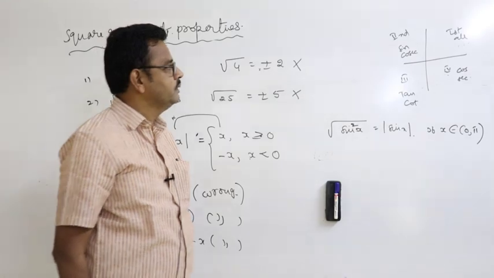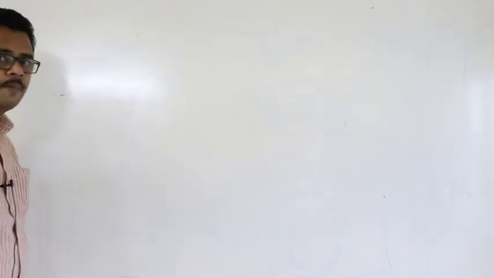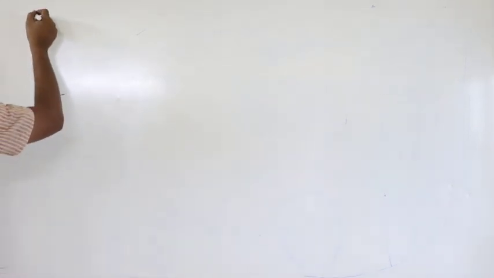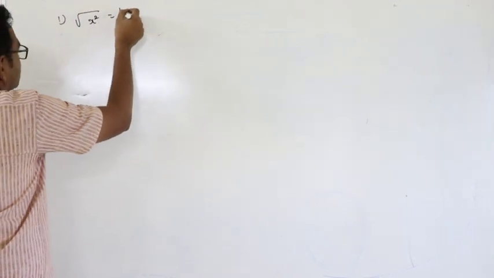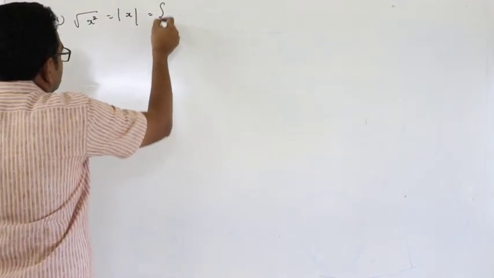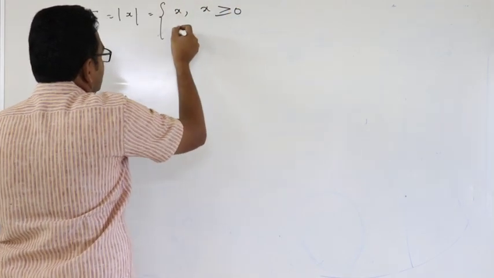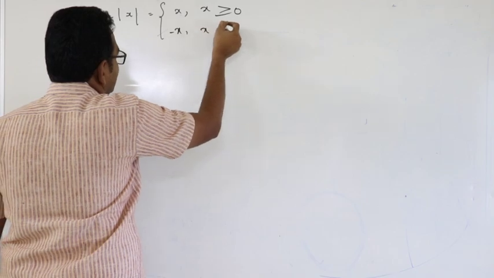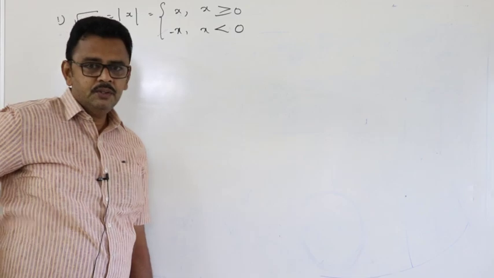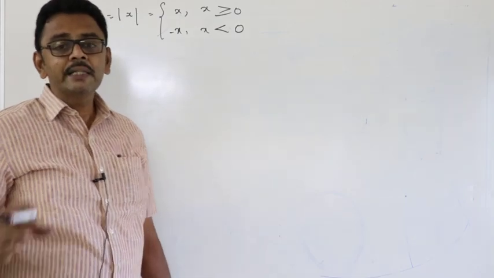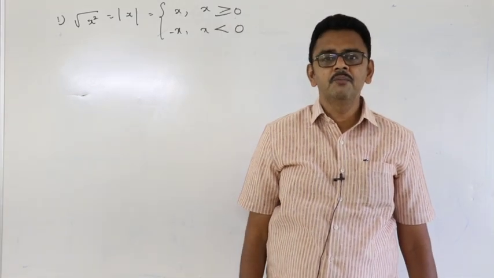Sine is positive in the first quadrant and also the second quadrant. Root of x square is equal to mod x, that is equal to plus x if x is greater than or equal to 0 and minus x if x is less than 0. So mod x is always positive, don't confuse students. Mod x is always a non-negative real number.